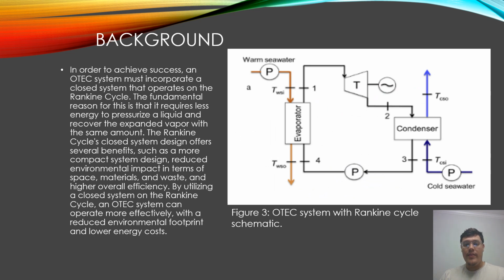So how can we conclude that an OTEC system is efficient? Well, in order to achieve success, an OTEC system must incorporate a closed system that operates on the Rankine cycle. The fundamental reason for this is that it requires less energy to pressurize a liquid and recover that expanded vapor with the same amount. The Rankine cycle's closed system design offers several benefits, such as a more compact system, reduced environmental impact in terms of space, materials, and waste, and a higher overall efficiency than other systems. By utilizing a closed system, the OTEC system can operate more effectively with a reduced environmental footprint and lower the energy costs to those that use it.